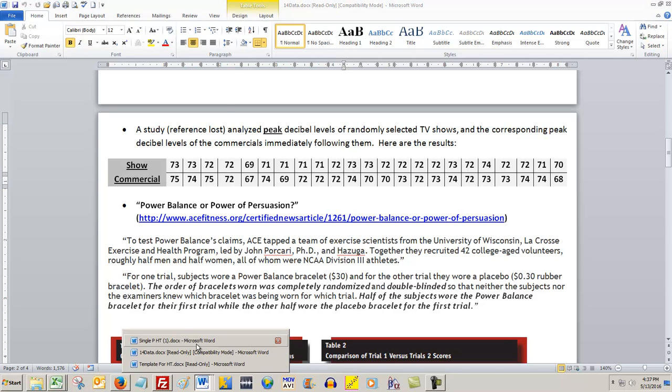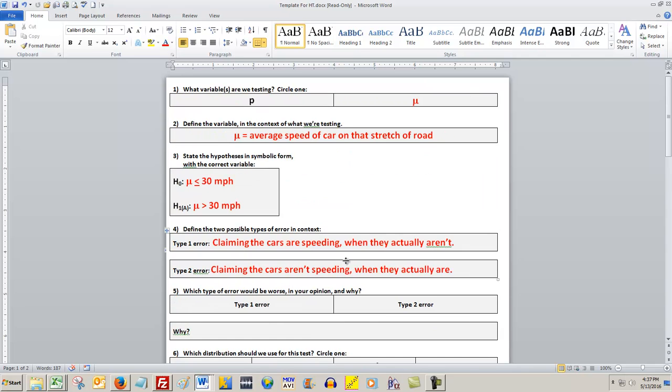Let's go back to our templates. Okay, the template's still filled in from the cars one. So what I'll do is I'll delete some of these and we'll fill them in as we go. Okay, so we're definitely, oops, I shouldn't have deleted up here though. We're definitely still testing mu. We're testing mu up here.